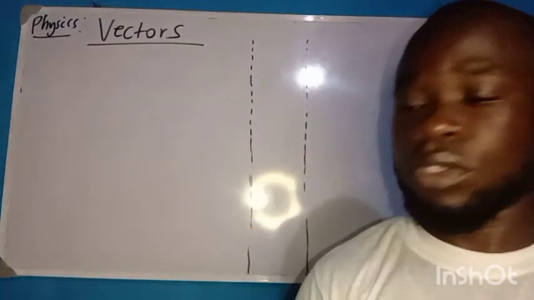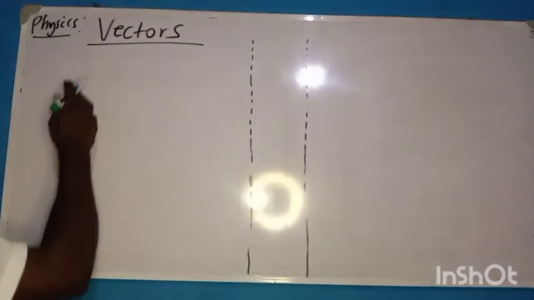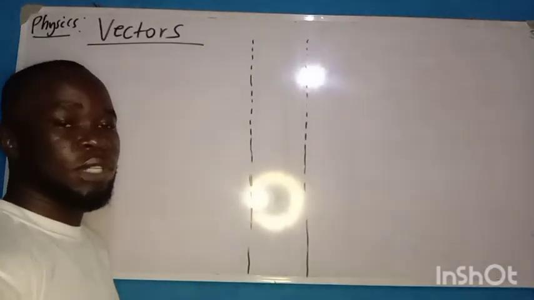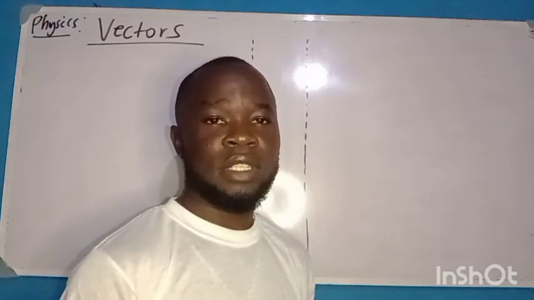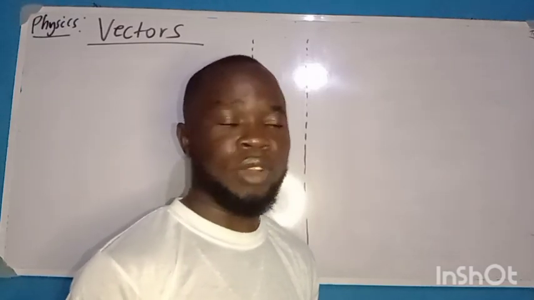We'll be looking at vectors. Vectors are defined as quantities that have both magnitude and direction, right? And they are the opposite of scalar quantities. A scalar quantity has magnitude but no direction.